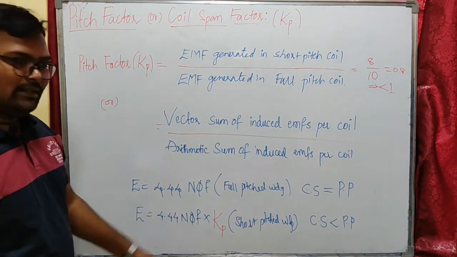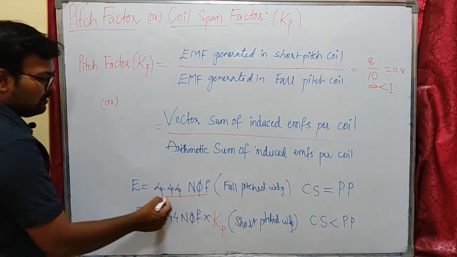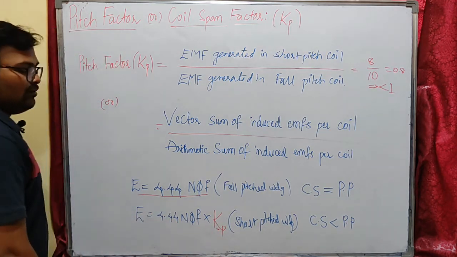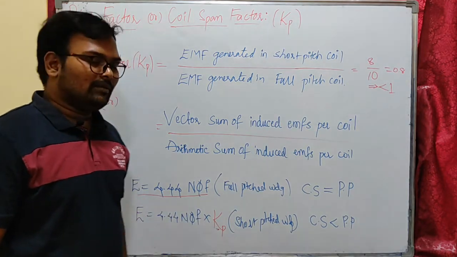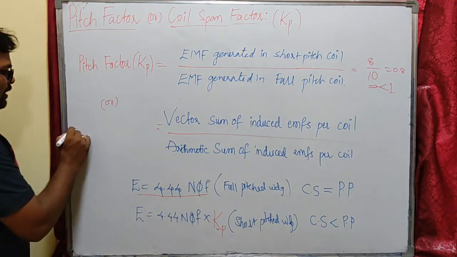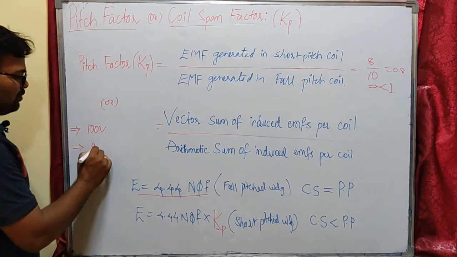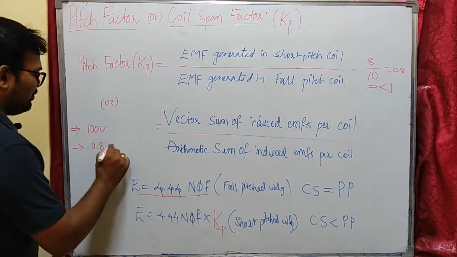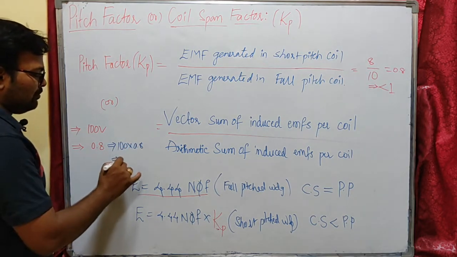So if you multiply a value less than 1 to this expression, that will be less compared to this one. Okay, so in order to make that difference, we are going to multiply our pitch factor to this full pitch winding equation to make it as short pitch winding. That means, let me say the full pitch winding has a voltage of 100 volts. Okay, and the machine is rewound for short pitch winding and pitch factor is about 0.8. So what is the EMF generated in the short pitch winding? That will be equal to 100 into my pitch factor, that is 0.8. That will become 80 volts.